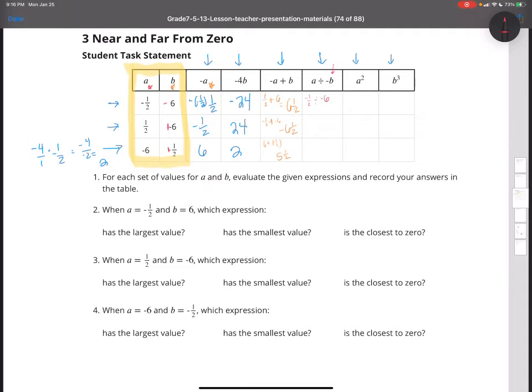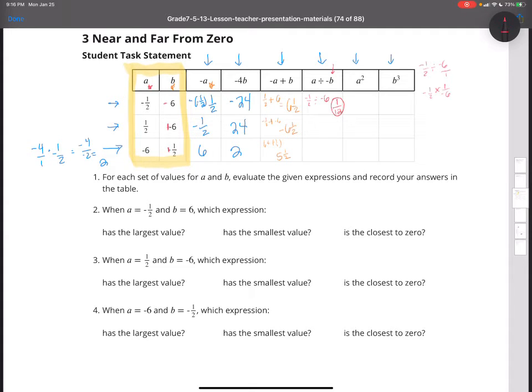Now, if I had to do negative 1/2 divided by negative 6, I would want to put a 1 underneath that 6, and I want to apply the multiplicative inverse. When I apply the multiplicative inverse, it's going to give me a positive 1/12 because 2 negatives equals a positive. I'm going to circle my answer so you guys can see.